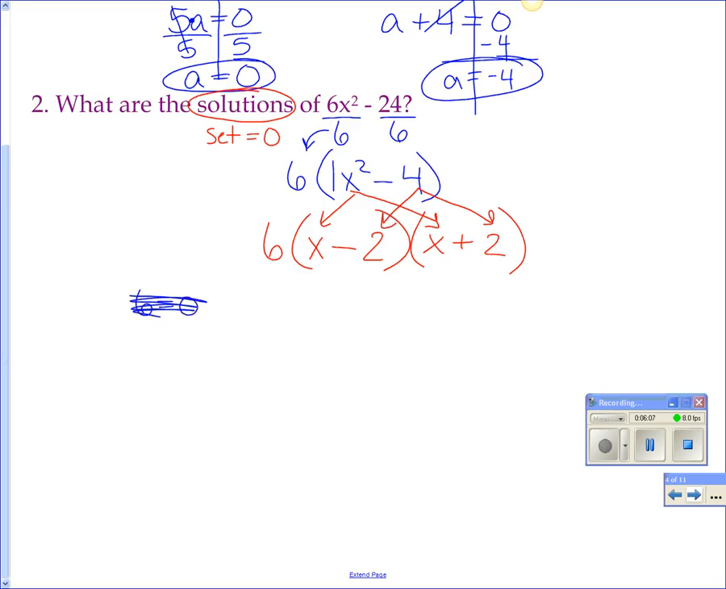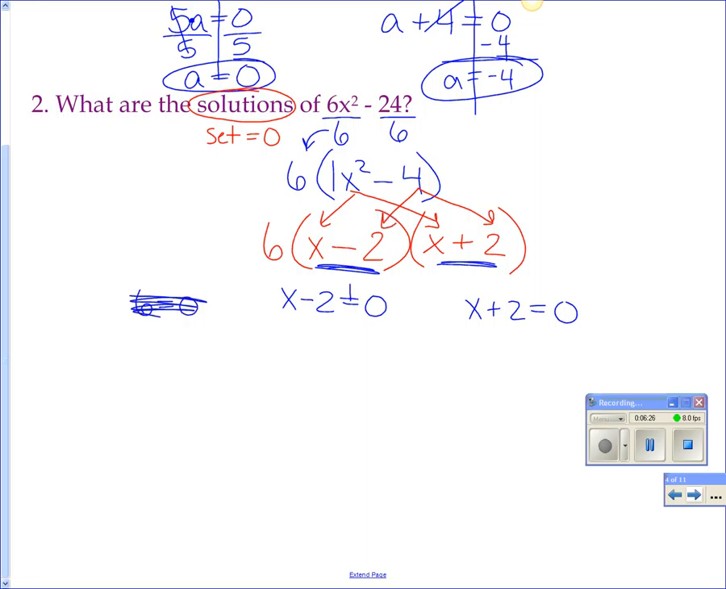Okay? So we're going to do x minus 2 equals 0, and we're also going to put x plus 2 equals 0. Okay? So if it has an x with it, that's when you have to set it equal to 0 when it has one of these vocabulary words.